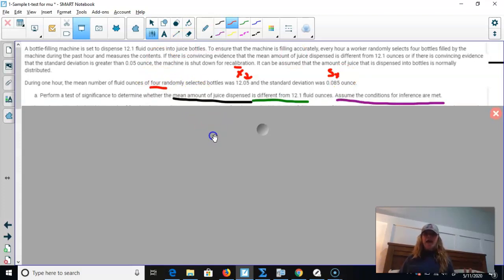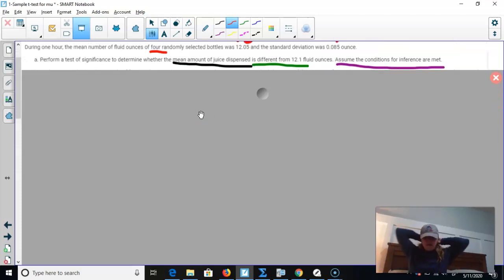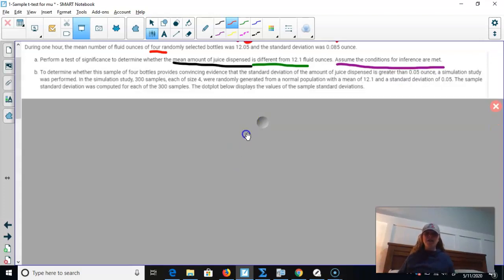Okay, part A: perform a test of significance to determine whether the mean amount of juice dispensed is different from 12.1 ounces. Assume the conditions for inference are met. I do have these underlined, and I'll tell you why in a second. We're going to go right to part A, and then we'll go to part B on the next slide. So we're doing a state, a plan, a do, and a conclude.